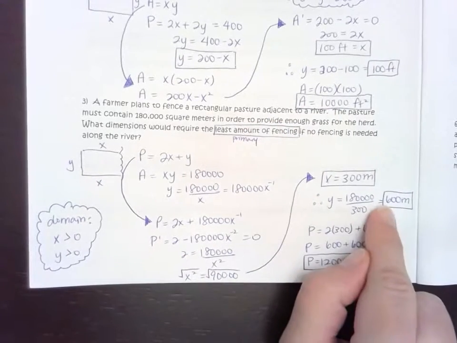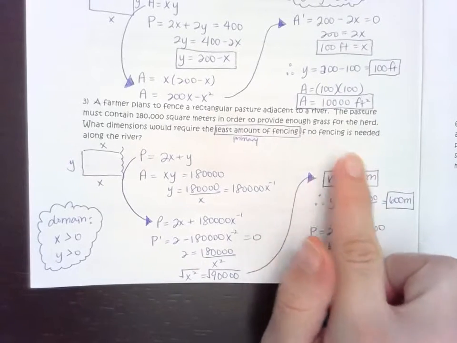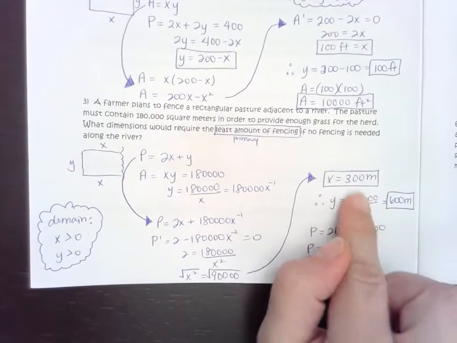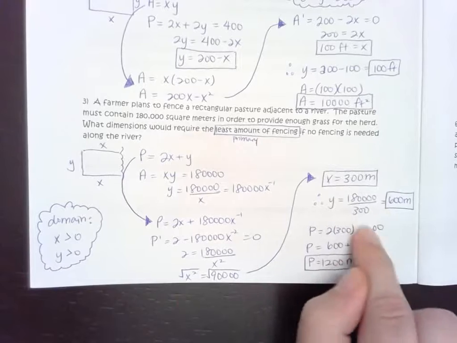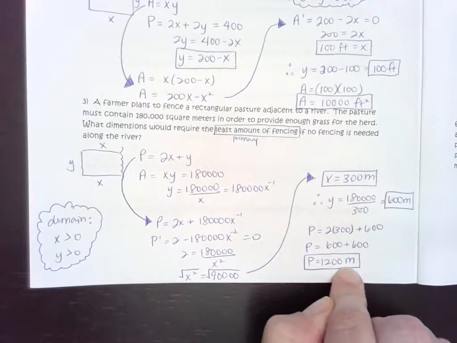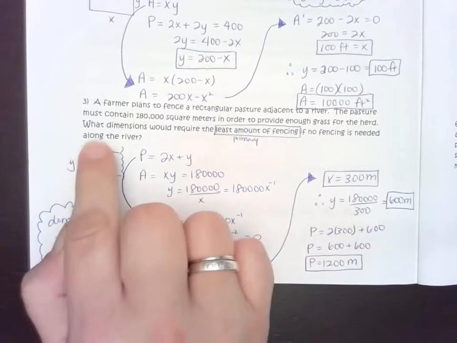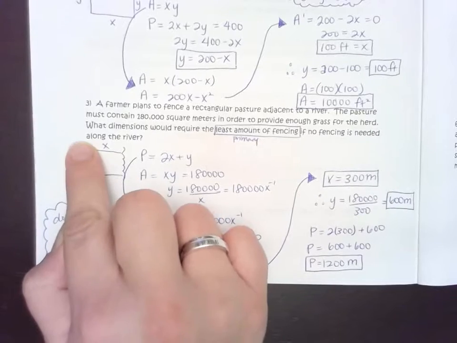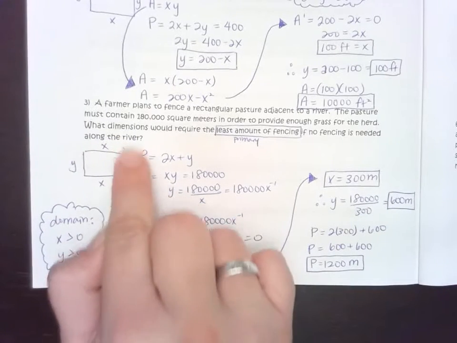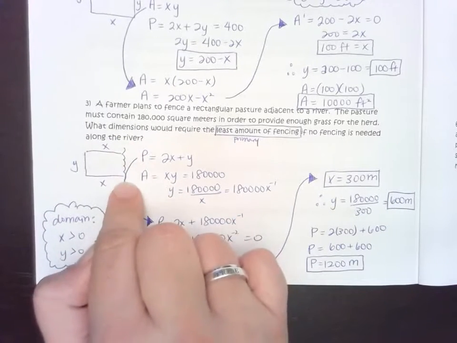I plugged in for y, got 600. Again, pay attention to the units. In this case, the meters. And I plugged it in to find the perimeter. The total perimeter is 1,200 meters. It's 300 here, 600 here, 300 here. I don't need fencing along the water.